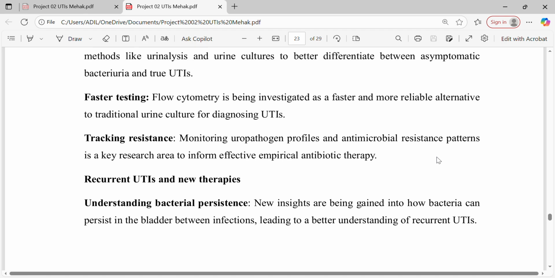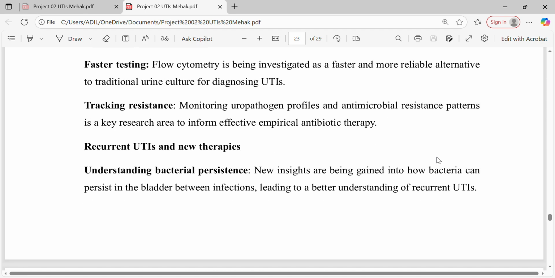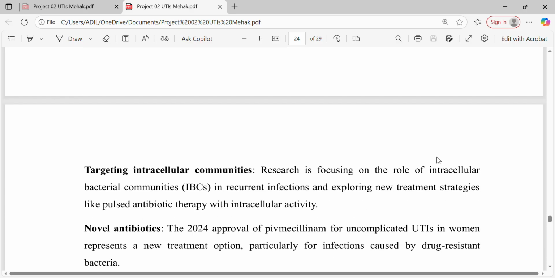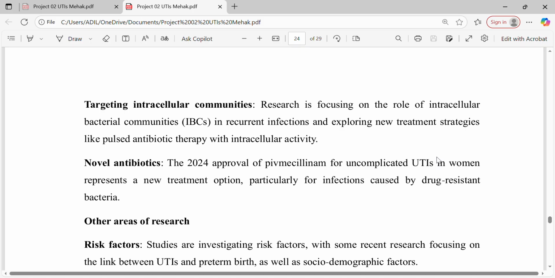Recurrent UTIs and new therapies. Understanding bacterial persistence: new insights are being gained into how bacteria can persist in the bladder between infections, leading to a better understanding of recurrent UTIs. Targeting intracellular communities: research is focusing on the role of intracellular bacterial communities in recurrent infections and exploring new treatment strategies like pulsed antibiotic therapy with intracellular activity.